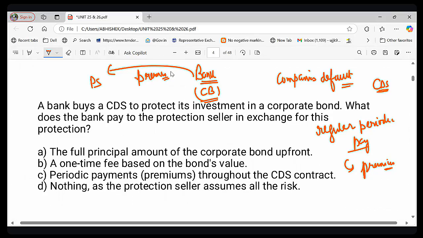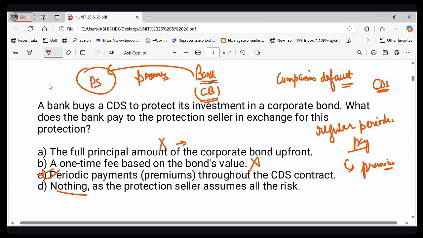So option C is the correct answer here. What about option A, the full principal amount of the corporate bond? This is not correct, because that would defeat the purpose of protection. You are only paying a small premium, not the entire bond value. Option B, a one-time fee based on the bond value. Sometimes a financial contract has a one-time fee, but a CDS contract typically involves periodic payments, so this is also incorrect.